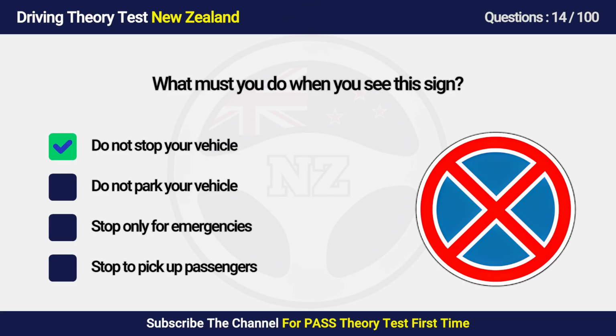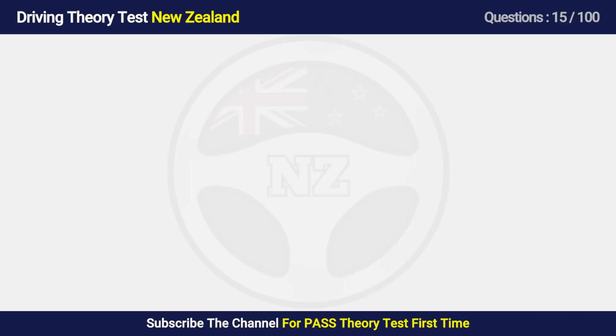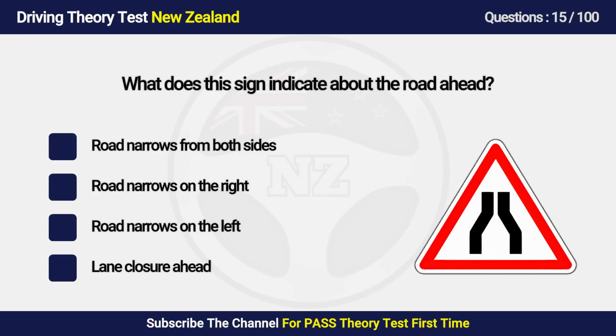Answers is A. Do not stop your vehicle. This sign means no stopping. You must not stop your vehicle for any reason, even briefly, in the area where the sign is displayed, unless in traffic.